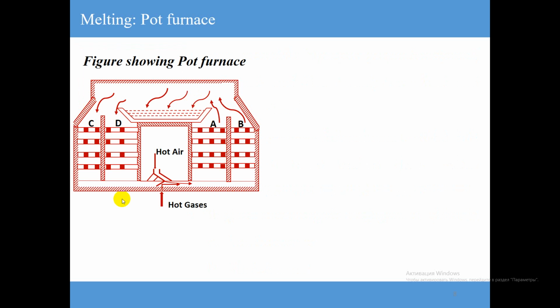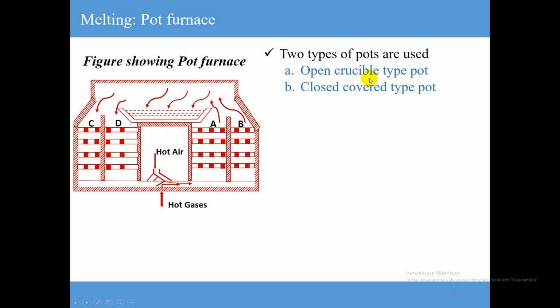The figure shows pot furnaces, with hot gases and hot air. Two types of pots are used: open crucible type pot and closed covered type pot. Generally, closed covered type pot is used.